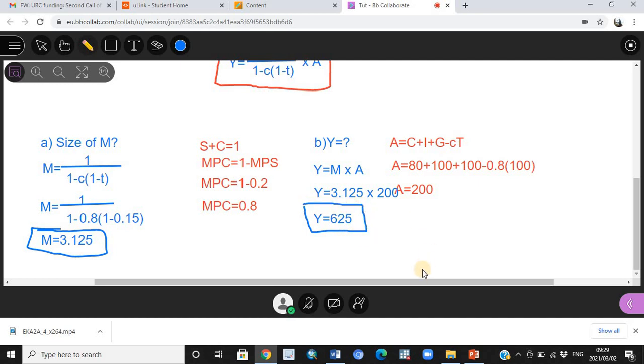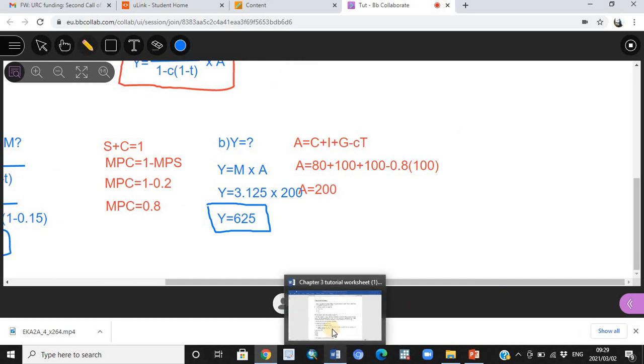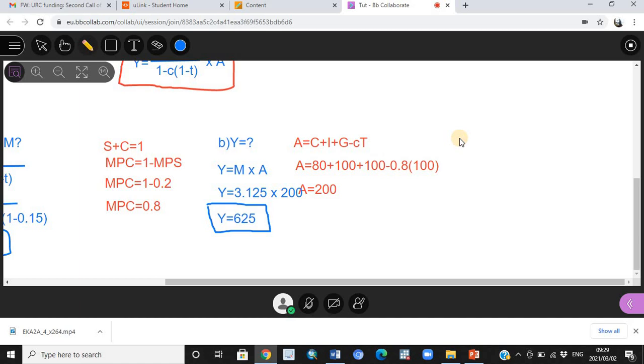Okay, let's see what does C say. Well, calculate the disposable income. Okay, so we know that the disposable income, C says disposable income. Disposable income is YD. YD is equal to a question mark.